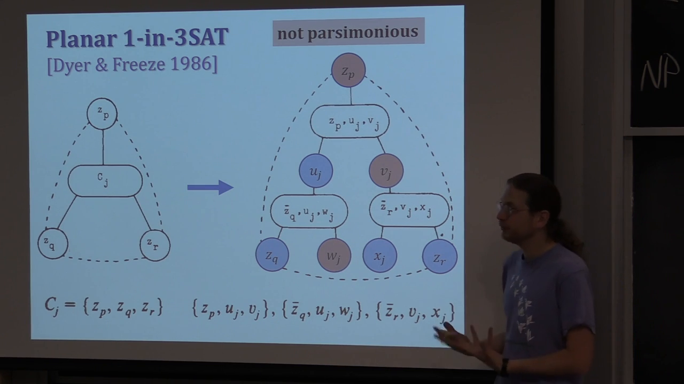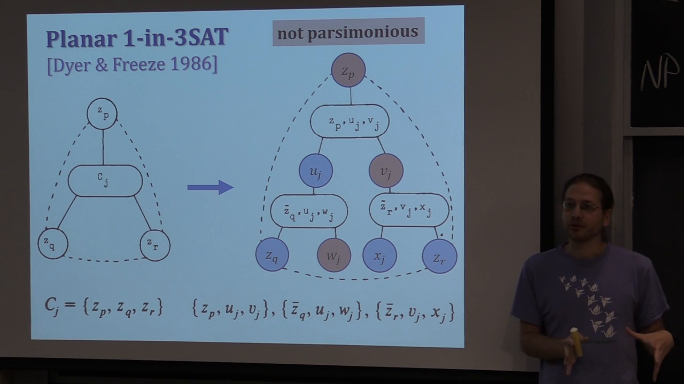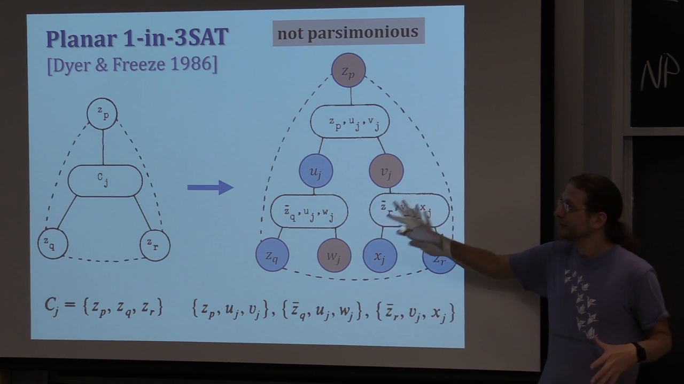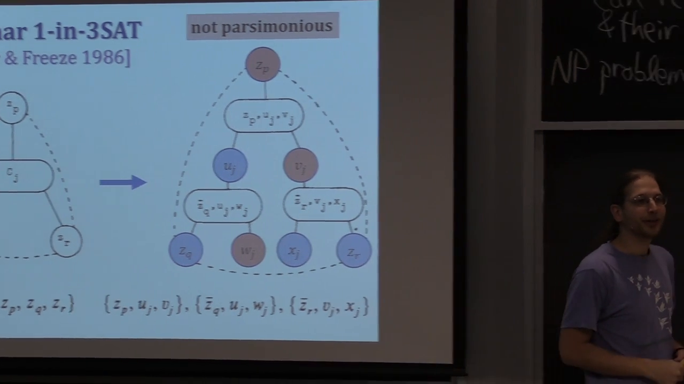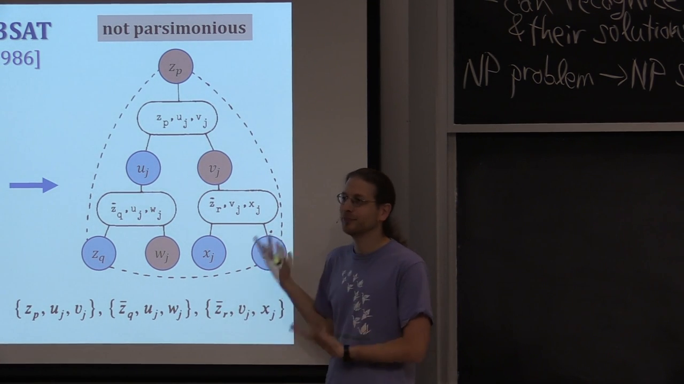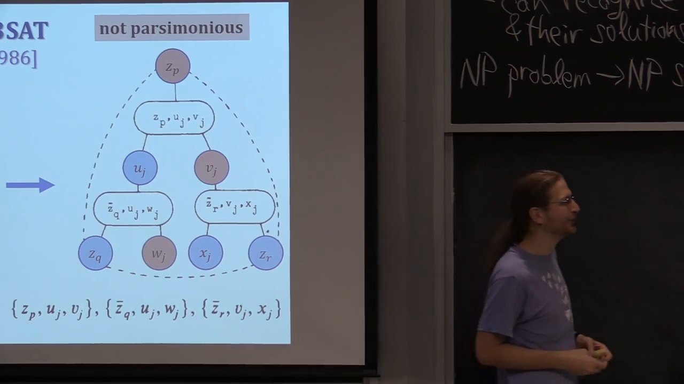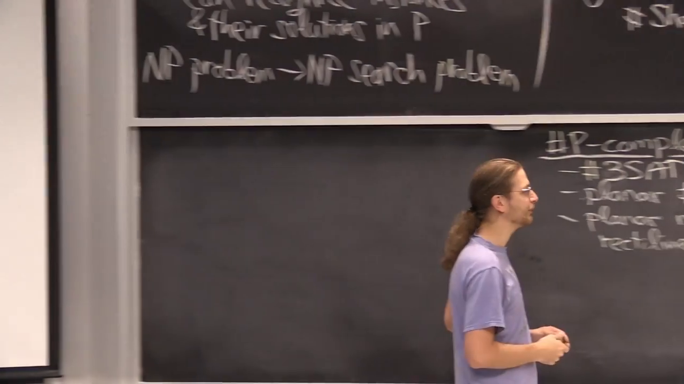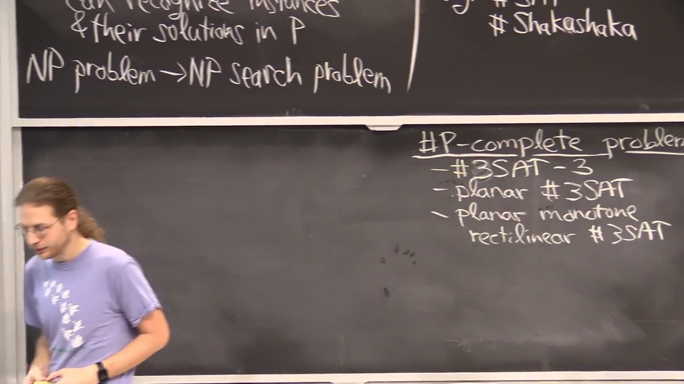Now, this is bad news because in all the other cases, there is a unique solution over here. But in this case, there are exactly two solutions. If it was two everywhere, we'd be happy. That would be two-monious. If it was one everywhere, we'd be happy. That would be parsimonious. But because it's a mixture of one and two, we approximately preserve the counts within a factor of two, but that's not good enough for sharp P. We need exact preservation. So this is no good.